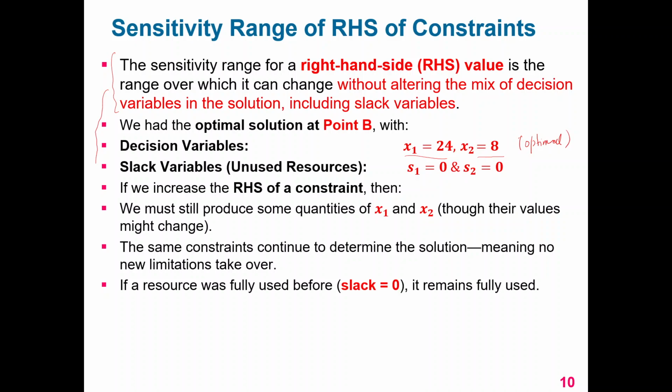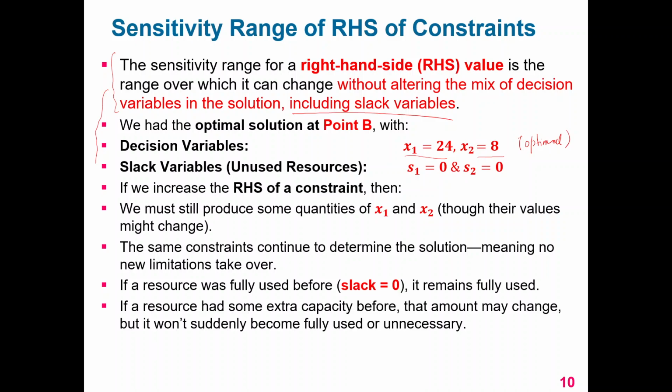Finally, the definition said something about including the slack variables. That means, if in the original optimal solution slack was 0, and now we change the right hand side, then again we should be mindful that after changing the right hand side of the constraint, slack should again be 0. It should not be some value.